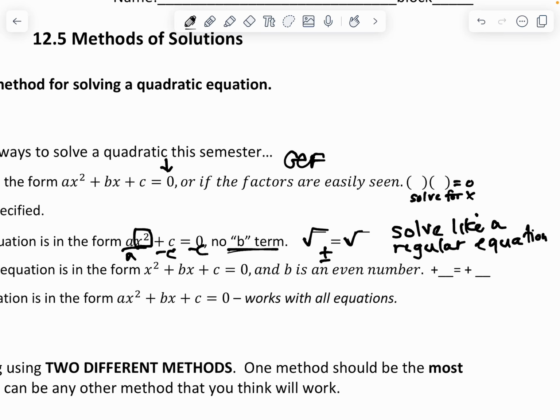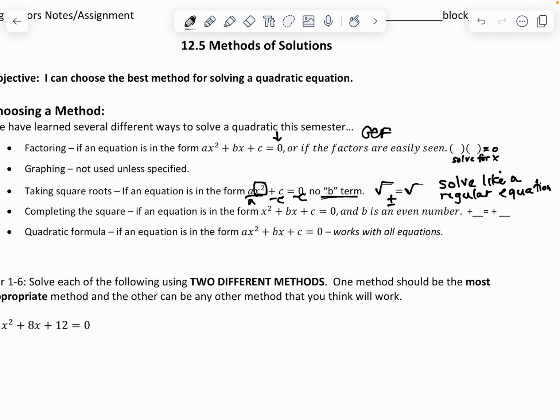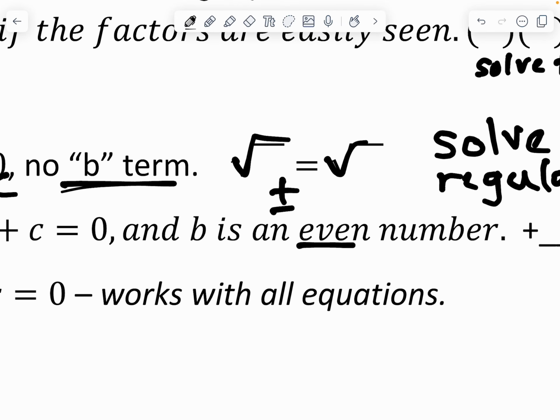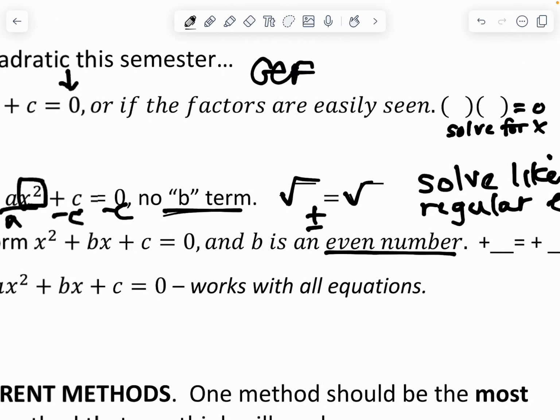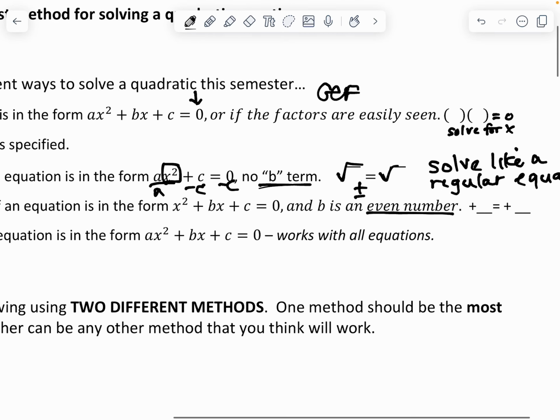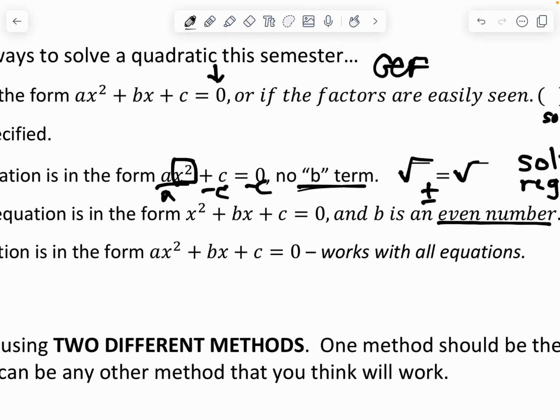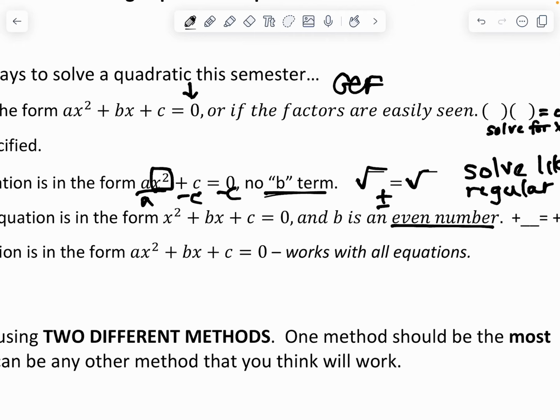Okay. The next one is completing the square. So you want to see, is the b term an even number? Now remember, we did solve these when b was not an even number, but you get all those crazy fractions. Do we really want to deal with the crazy fractions? Probably not. We can find a better method that we don't have to deal with those fractions. So we're going to look to see if b is even, then we can complete the square.